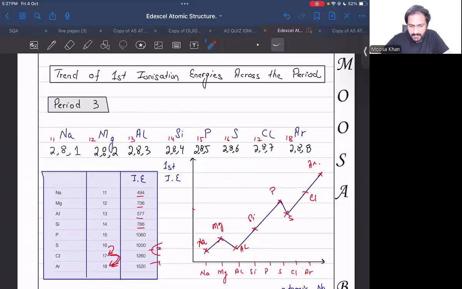It is an exception. Okay, what else? Group number maybe. Okay, of course it has something to do with the groups because phosphorus and sulfur are in different groups. Anything else?